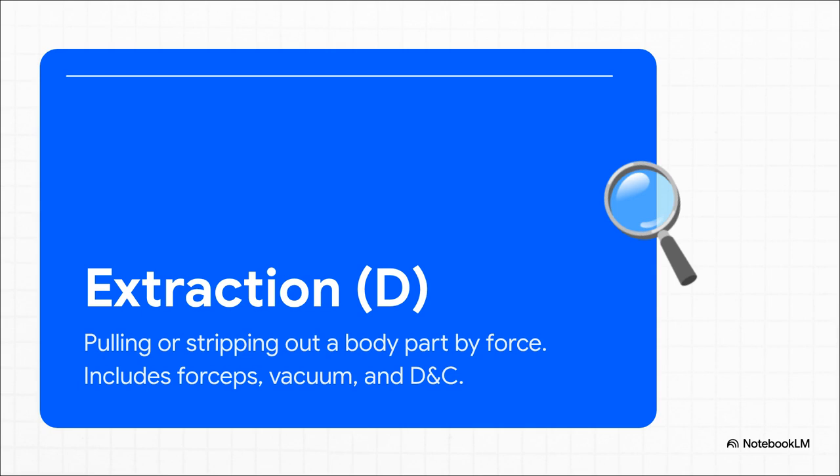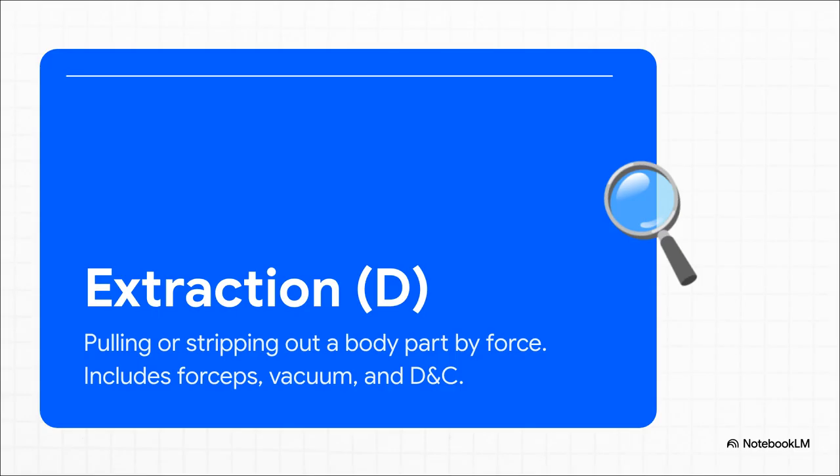Conversely, if the physician uses forceps, a vacuum pump, or, say, performs a D&C for a retained placenta, it immediately becomes an extraction, coded with the character D. Why? Because a pulling or stripping force is being applied to remove the products of conception. The main objective changes from simply assisting a natural passage to physically extracting by force.